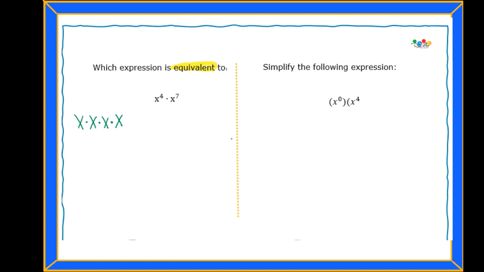But then I have another x with an exponent of 7, which means now I need how many? 1, 2, 3, 4, 5, 6, and 7. So the first 4 are for the first term. The next 7 are for the second term. If you count all of them together, how many x's do you see? Very good. You see 11.